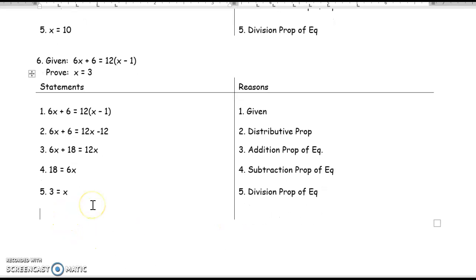Okay. Leaves us with our very last step. I just need to switch the order. X equals 3, of course, that's your symmetric property of equality. Okay, guys, this is a lot of me talking. Hopefully you got something out of this.